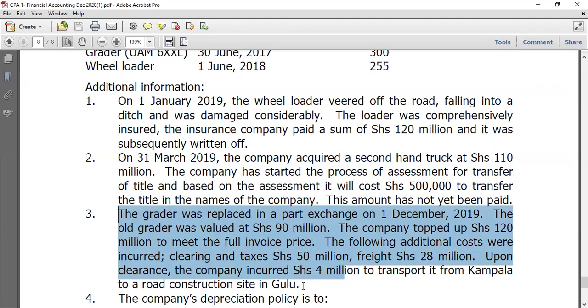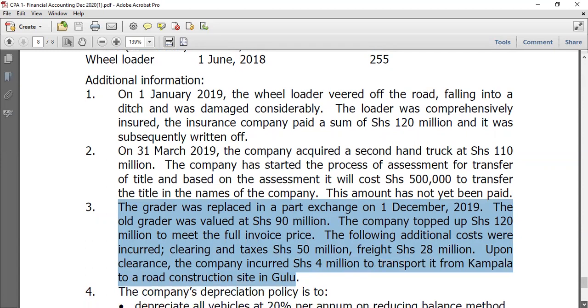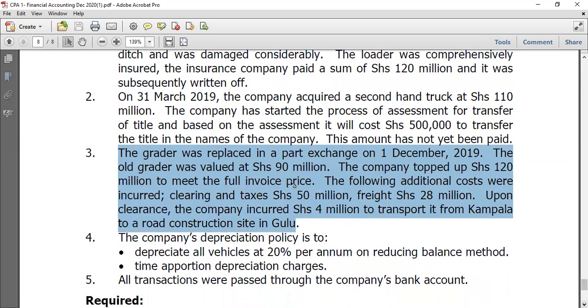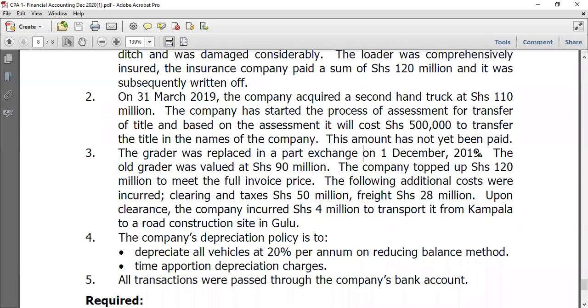Then let's look at this last one and account for it, where they are saying the grader was replaced in a part exchange on 1st December 2019. The old grader was valued at shillings 90 million. The company topped up shillings 120 million to meet the full invoice price. So it was sold before the end of the financial period, which is 31st December. The old grader was valued at 90 million, and then the company topped up.